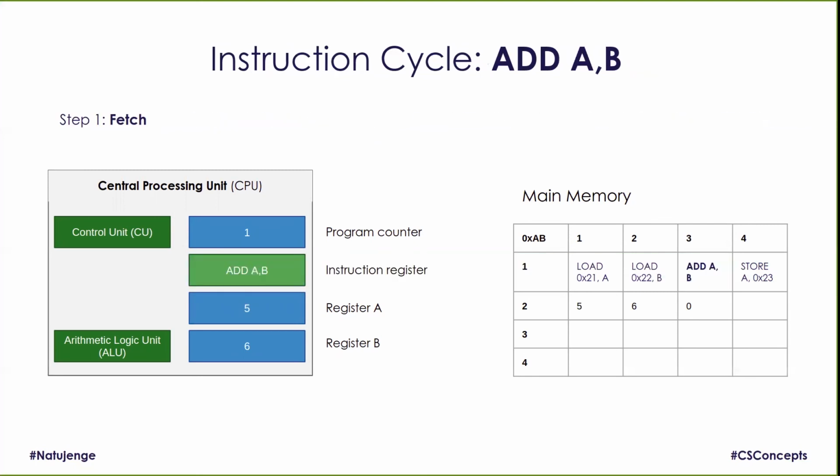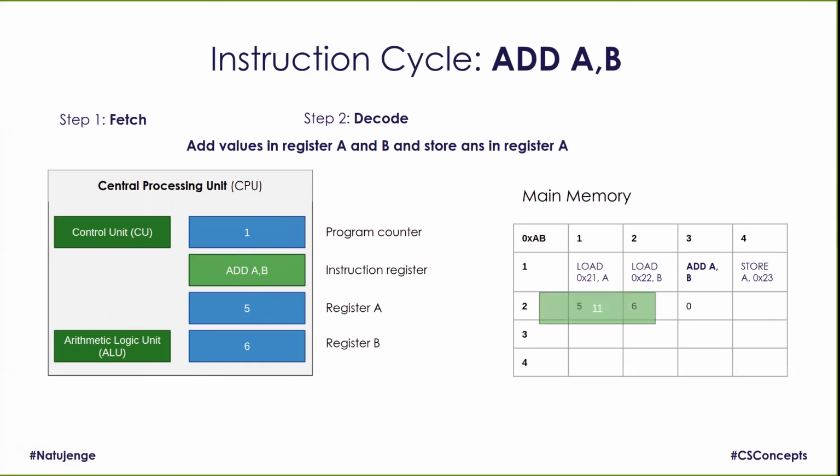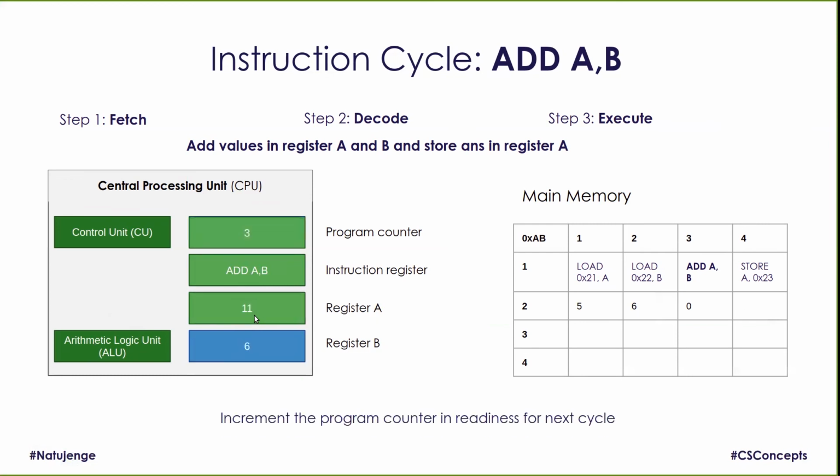Now the next instruction is the mathematical instruction. We fetch, we get an add, and we put it in the instruction register. We decode, and we figure out that we're supposed to add two numbers. In this case, instead of instructing the system bus, we instruct the ALU to invoke the addition circuitry, taking the data from registers A and B, adding it, and storing the result in register A. The execution results in 5 plus 6 being saved as 11 in register A. Then we increment the counter again in readiness for the next cycle.